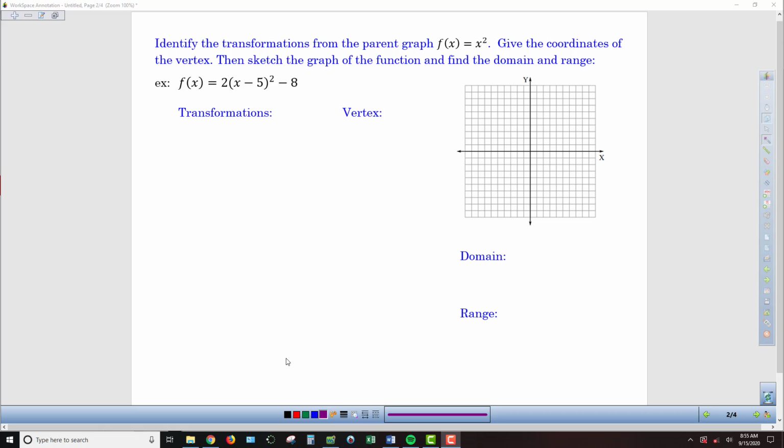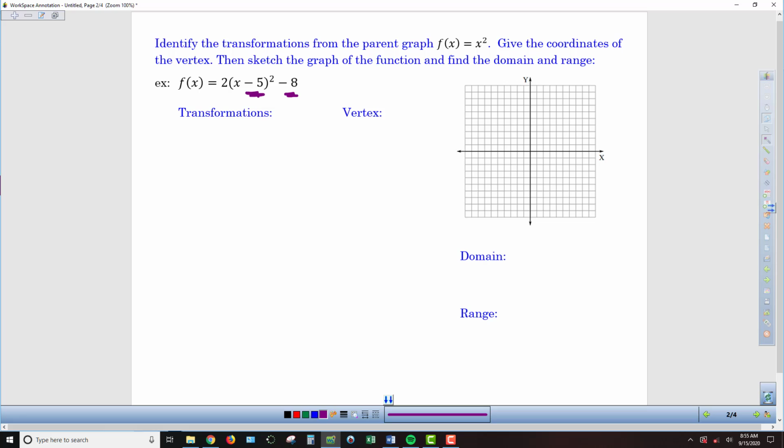So let's put that vertex form into practice here. So first thing we're going to do is we're going to identify the transformation, so what all these numbers in our equation do. Then we're going to identify the location of the vertex, and then we'll get a sketch of our graph. So to start off with, we'll go with the familiar.